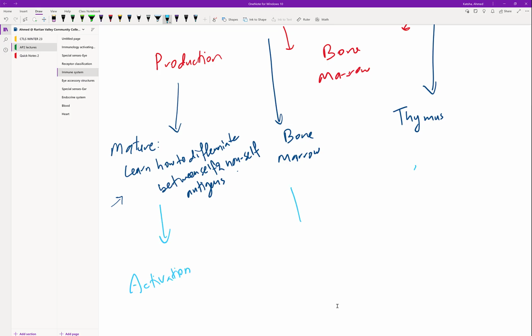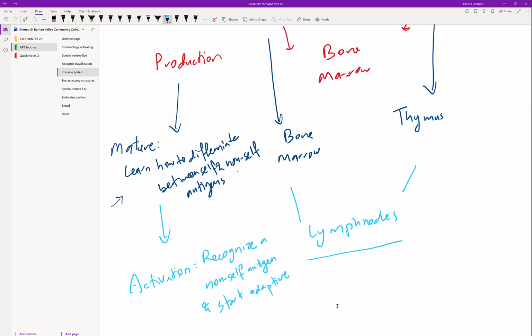And here, for both of them, you can think of the lymph nodes as a site of activation. What do we mean by activation? Here, it means that they recognize a non-self antigen and activate or start adaptive immune response. Okay, so once they come in contact with a non-self antigen, that is the activation. And those T cells and B cells might stay in lymph nodes for months or even maybe years before they get activated. But they are there. And eventually, at one point, they will get activated.